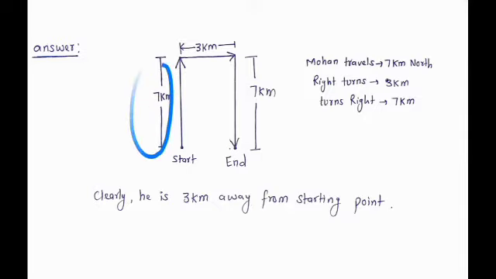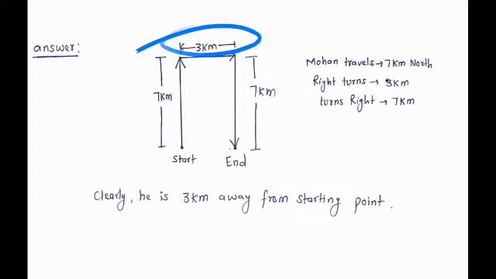Okay. Now if you are going towards up, your right turn will be towards east and your left turn will be towards west. So now he's saying he's taking a right turn and moving 3 kilometers straight. Okay. So from this point, if you are taking a right turn, you will be moving towards east and you will be going 3 kilometers. So let's suppose from this point to this point we are moving 3 kilometers.